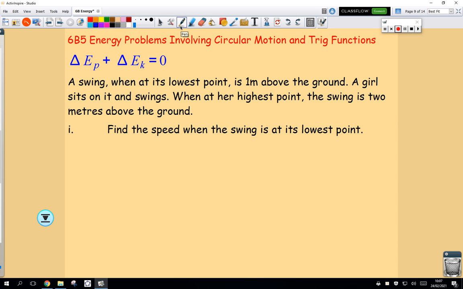So in this lesson I want to continue our work on the principle of conservation of energy and look at a couple of problems involving circular motion and maybe bring in the trig functions at some stage.